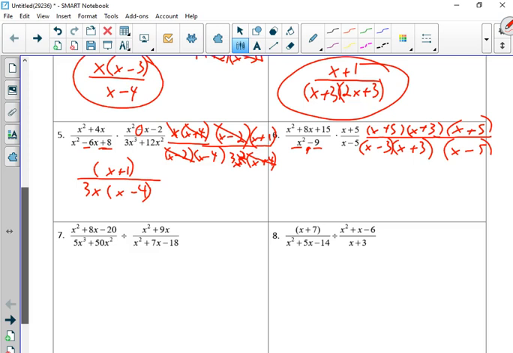Notice, the x plus 5s are both on the top, so they will not cancel. The x plus 3s will. So what I'm left with is x plus 5. I can write it twice, or just put this. x minus 3, x minus 5. And very important to remember that this and this cannot cancel. They're both on the top.